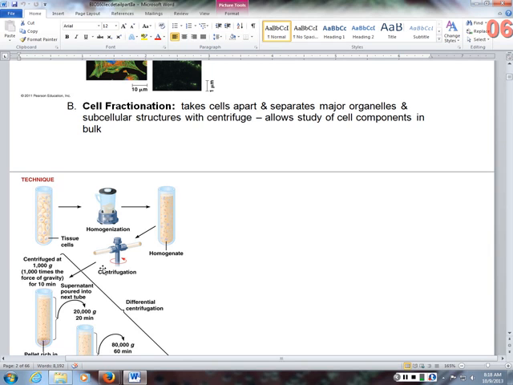And it's kind of like when you centrifuge blood, where you have the different types of cells separate into different layers. You can do that with the cell components in there, and it just allows you to study them.